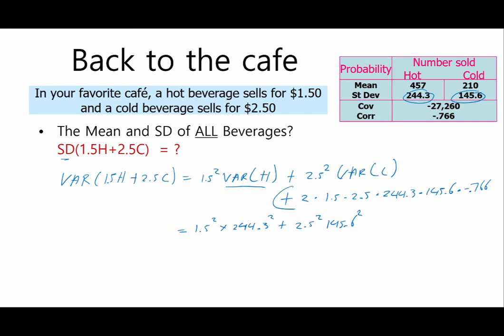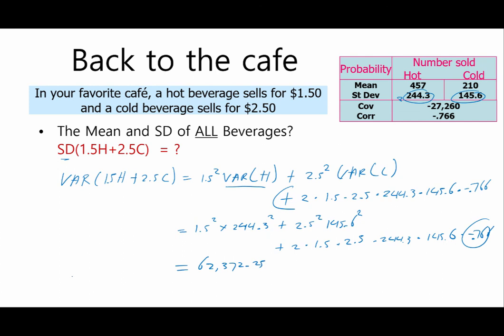And then we have to add this component in, so let me just write that out one more time. 2 times 1.5 times 2.5 times 244.3. What was that again? Standard deviation for hot times 145.6 times the correlation. Okay, and that's going to give us the total variance for revenues, 62,372.25. So that's the variance.